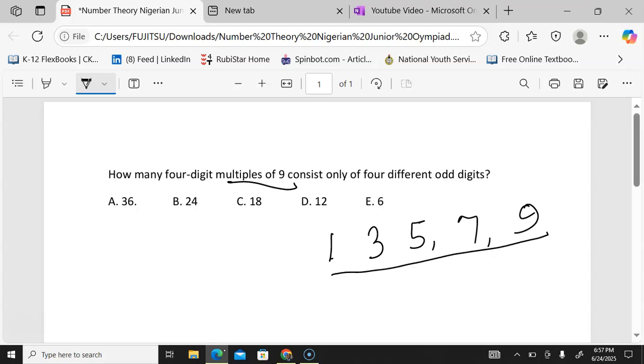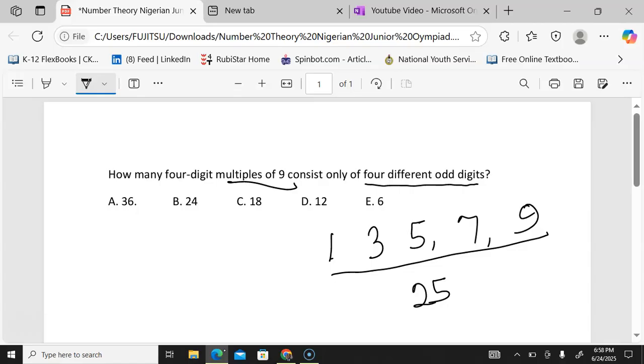We don't need all of them. We just need 4 from this list, because the question says it has to be 4 different odd digits. When we add the total, 3 plus 1 plus 5 plus 7 plus 9, the total is going to give you 25. But 25 is not a multiple of 9. Then which of these digits are we going to drop to get a multiple of 9? You can just check it carefully.